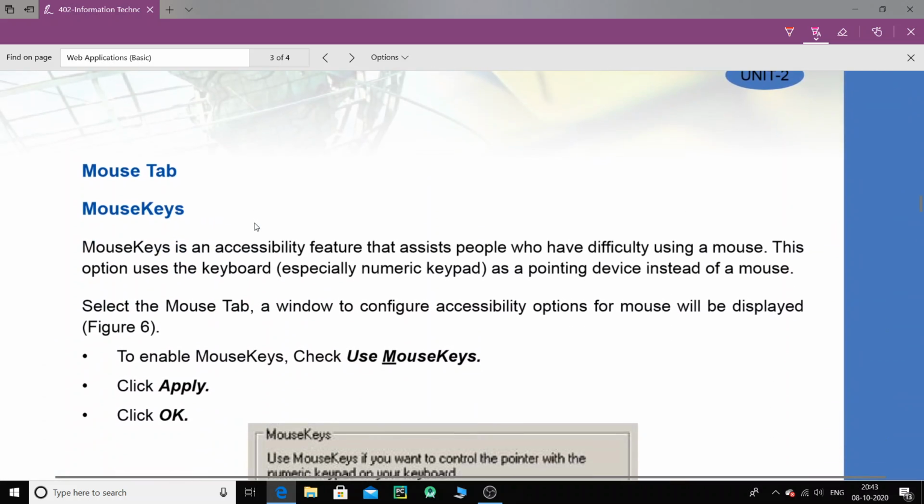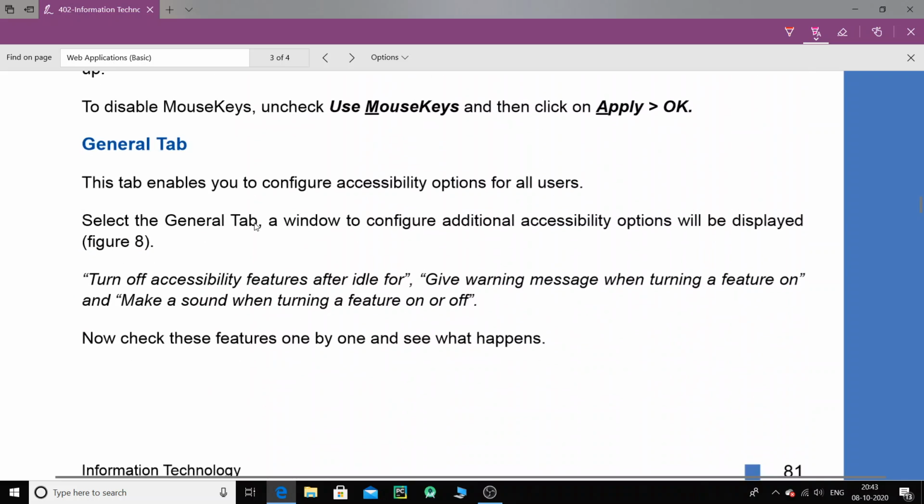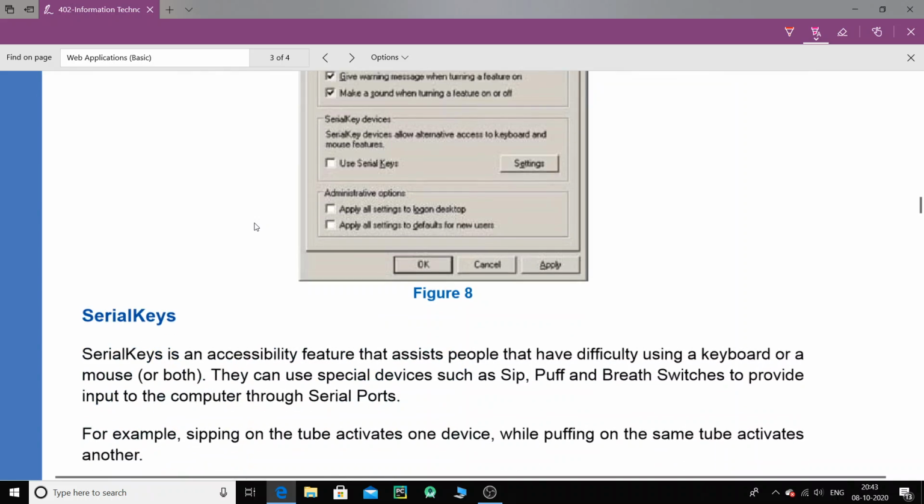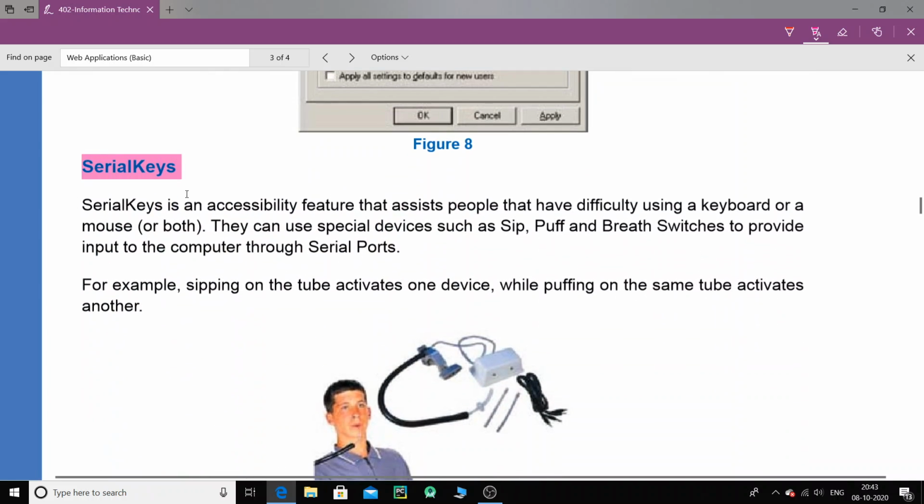Okay, so I'm just going to go through some of the major topics. Then we have the serial keys. What are serial keys?